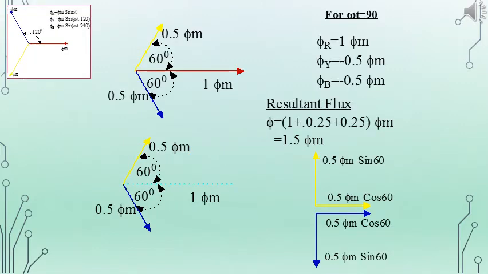Here again we consider the phasors for omega t equal to 90. Phi r is equal to 1 phi m, phi y is equal to minus 0.5 phi m, phi b is equal to minus 0.5 phi m. And we can find the resultant for these three phasors as 1.5 phi m, and that is again rotated by an angle of 30 degrees compared with the previous case in clockwise direction.